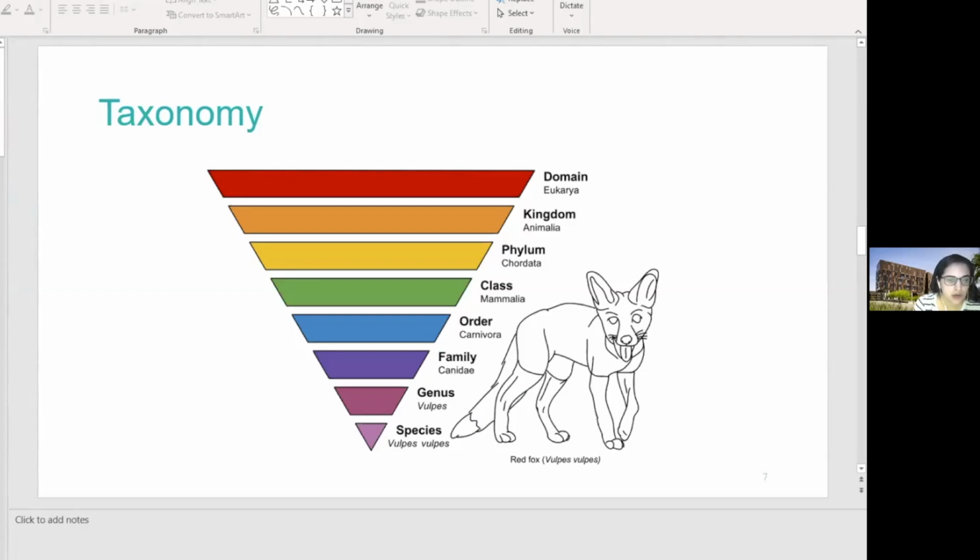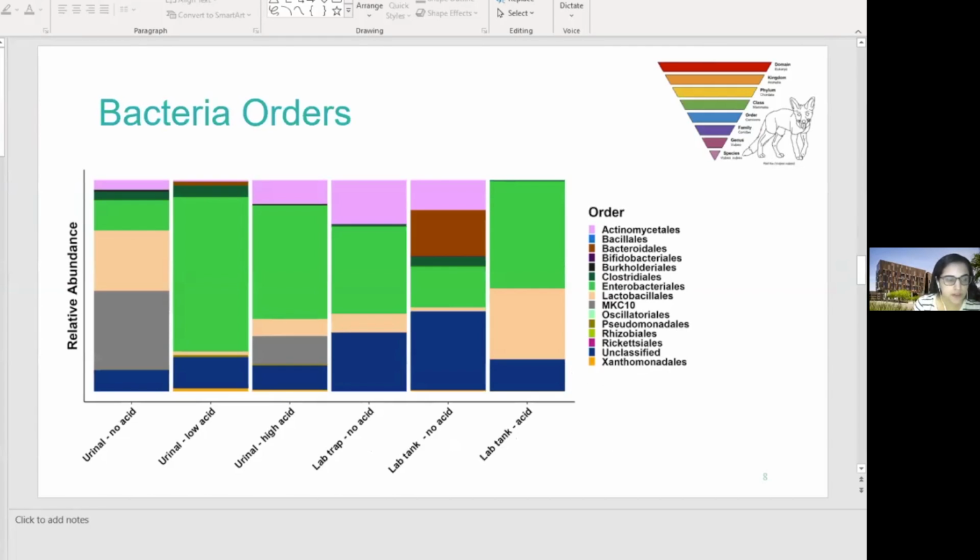Once you get the DNA, it identifies what kind of species we have, all the way to species level, but sometimes it stops at order level, sometimes it stops at genus level, and the most specific is the species. This is what it would look like for a red fox, but we're going to be looking at bacteria. So first we'll look at the bacterial orders. Let me orient you to this graph.